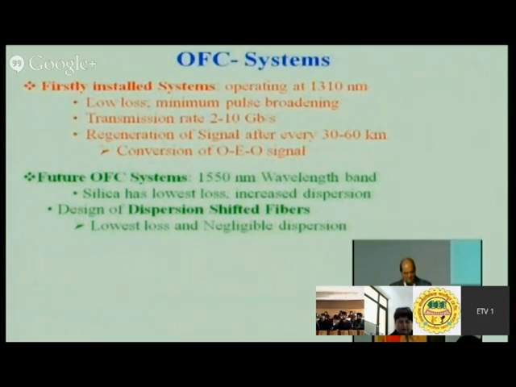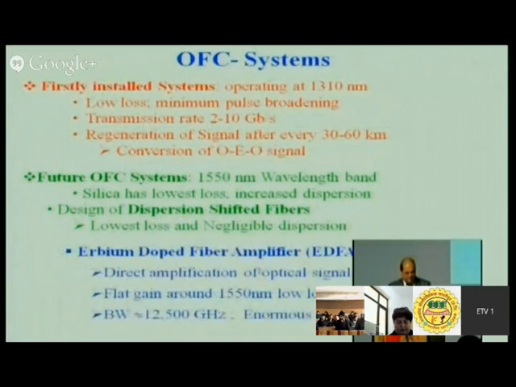So dispersion shifted fiber, DSF, with lowest loss and negligible dispersion, is possible, but it is not used conventionally because it is more expensive as compared to conventional fiber. Manufacturing will be more expensive, and wave guiding will also be more critical.